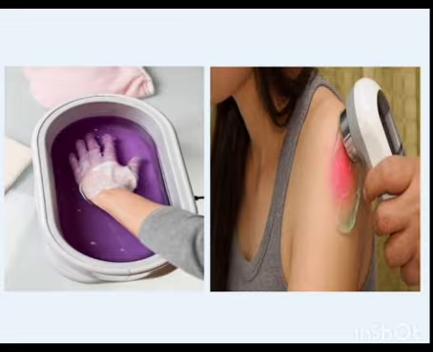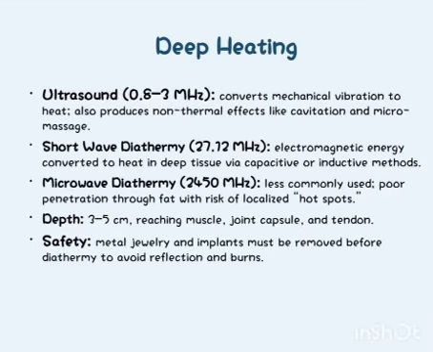Deep heating modalities include ultrasound, shortwave diathermy, and microwave diathermy. First, ultrasound converts mechanical vibration to heat, and also produces non-thermal effects like cavitation and micro massage. Shortwave diathermy: electromagnetic energy converted to heat in deep tissue via capacitive or inductive methods. Microwave diathermy is less commonly used, with poor penetration through fat and risk of localized hot spots.